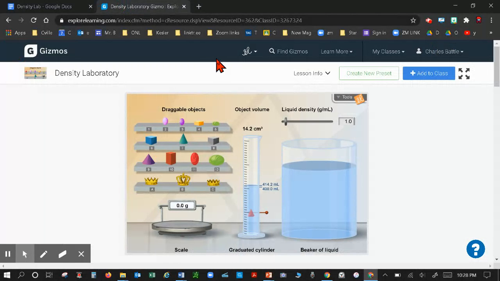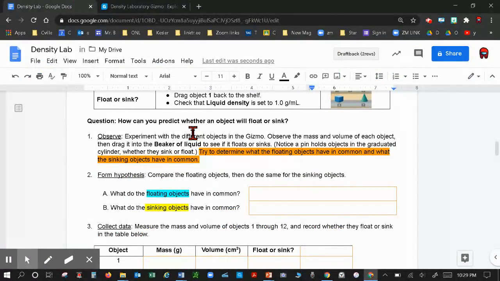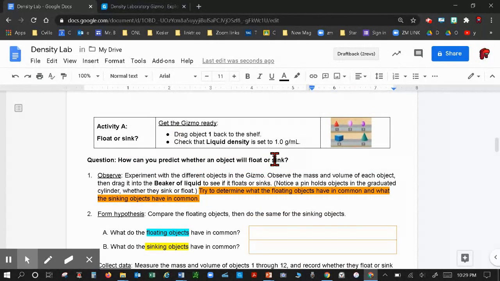So now if we want to figure out if it sinks or floats, we could drop it in this beaker of water and see what happens. I'm going to hold off on that and just go back to the lab now. And so what you're going to do in this part, when you get to activity A, is you're going to grab a number of different objects and just start to drop them in the water.